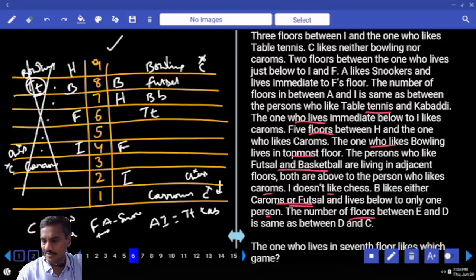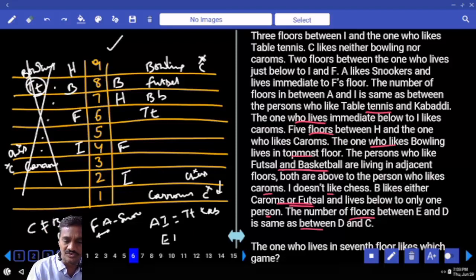Then the number of floors between E and D, and D and C: E and D equals D and C. That means D must be exactly in between E and C. Clear? Now this is the information we have.